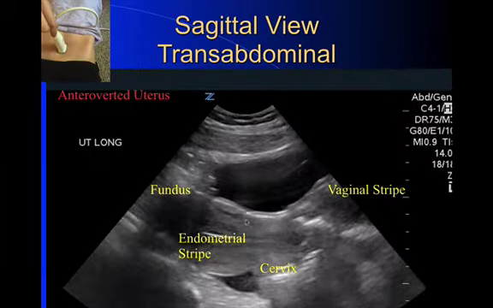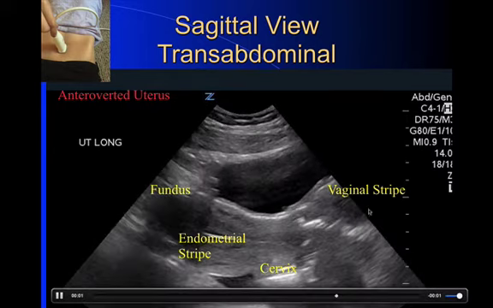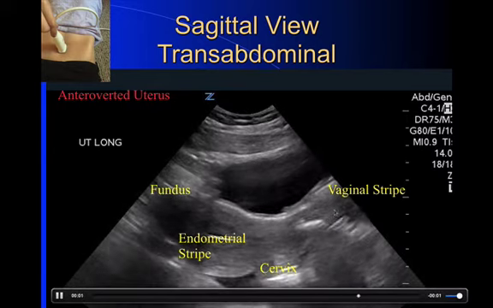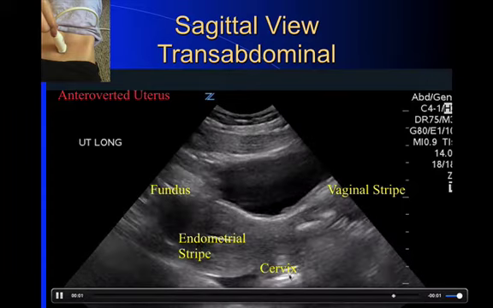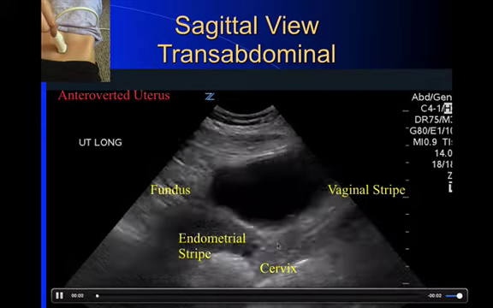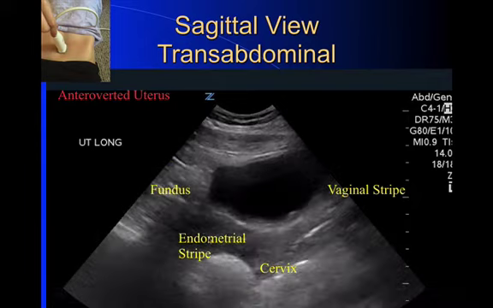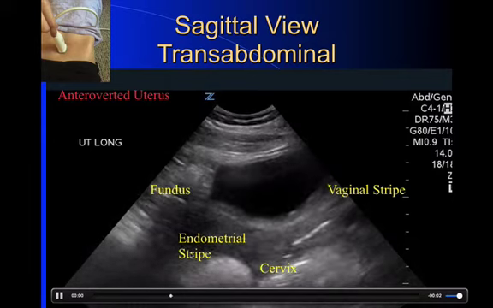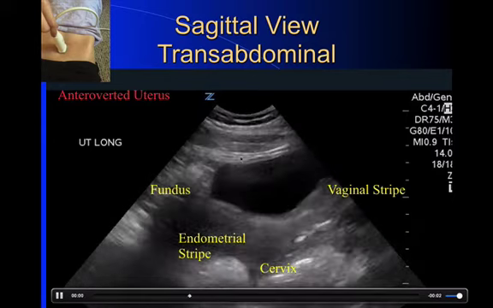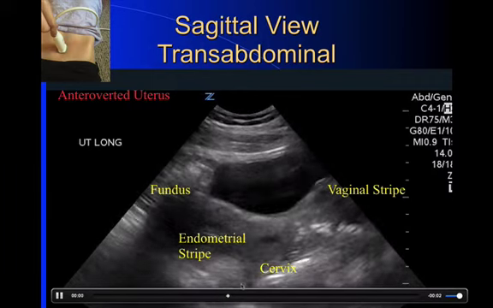This is a sagittal view, transabdominal, of the uterus, and what we see here is the vaginal stripe. We can follow that to the bulb of the cervix with its Nabothian cysts, and then we can follow the endometrial stripe out to the fundus of the uterus. We see anterior to this is the bladder. Posterior, we actually see a small amount of free fluid right here.